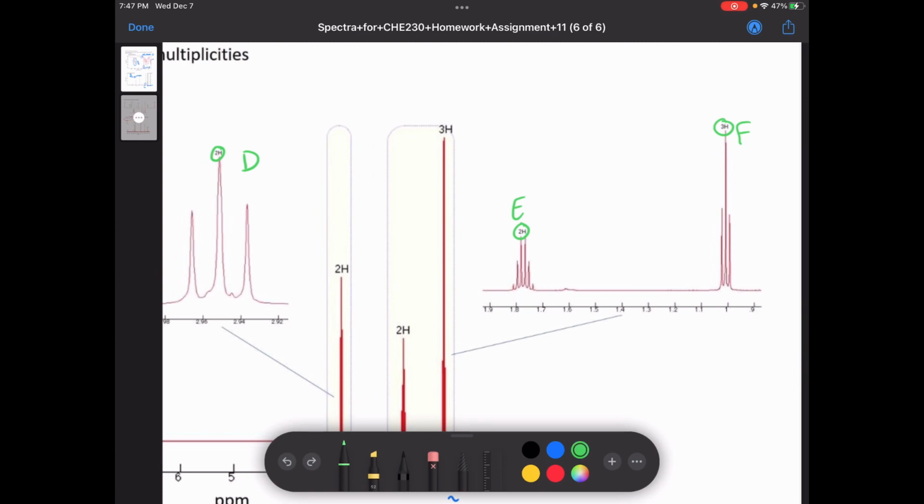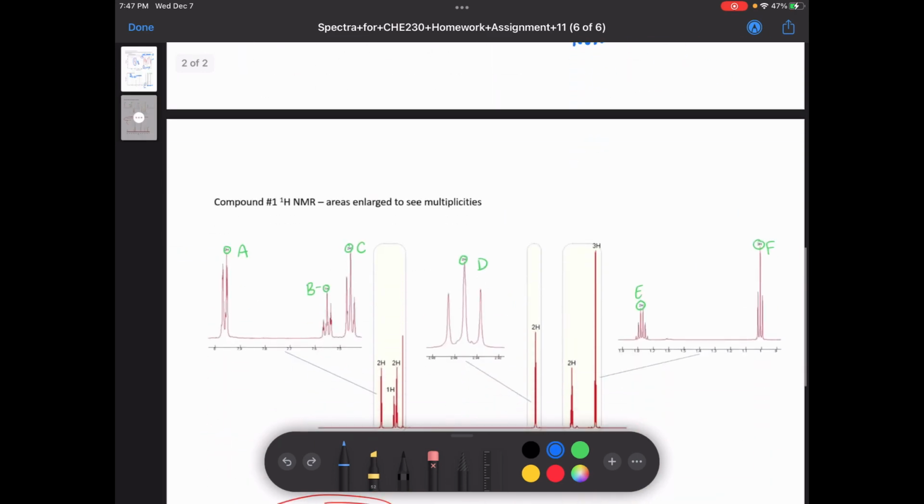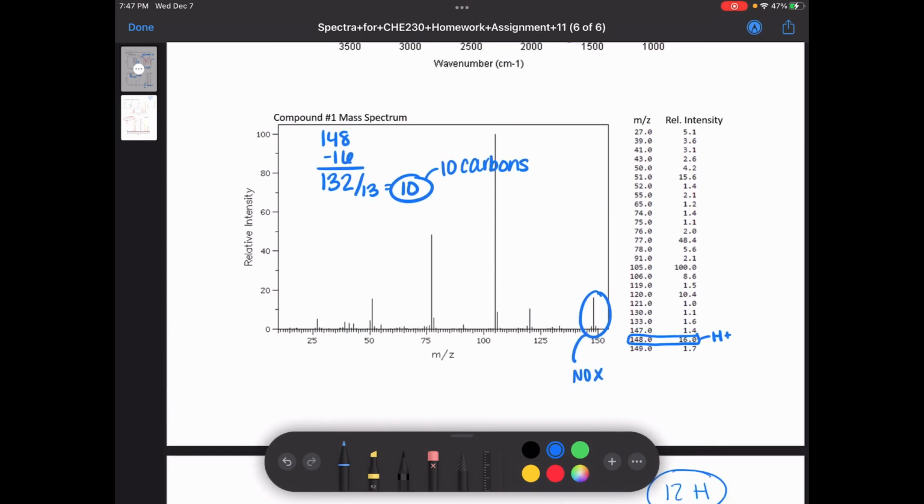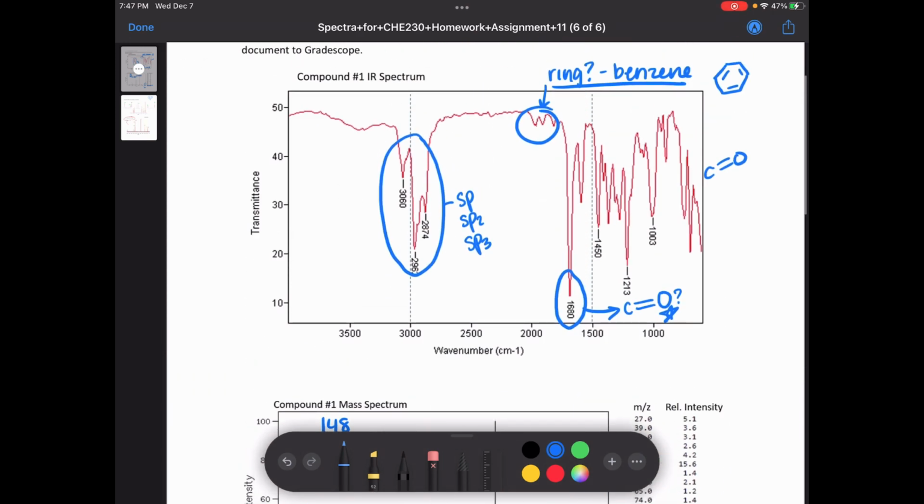So let's roll with this and see what we get for an HDI. According to this, we have 12 hydrogens. Let's see if that's the case. Let's do an HDI to see what it gets us, because up here we assumed a ring and a double bond. This is 5 HDI. So let's go down here.